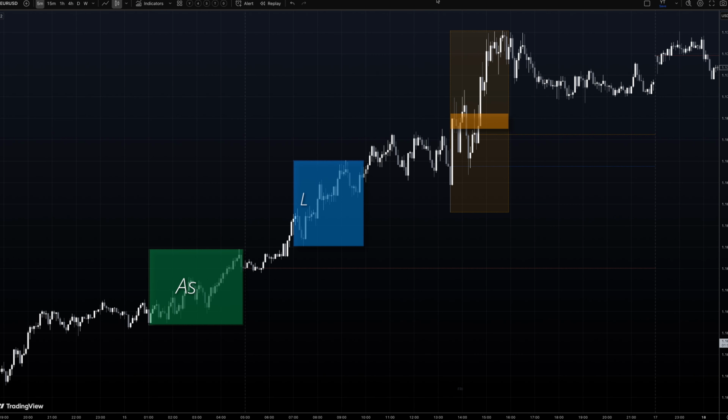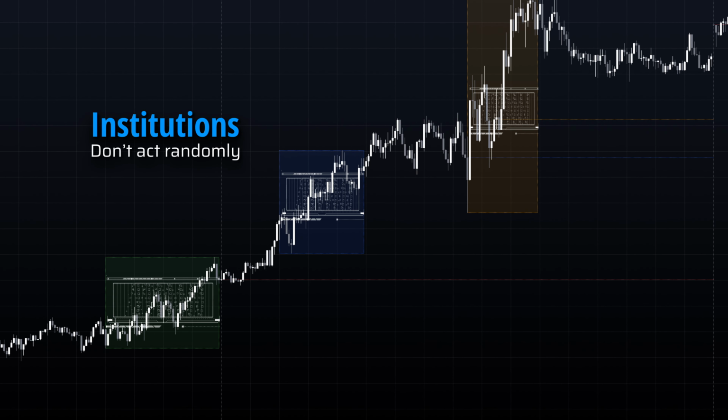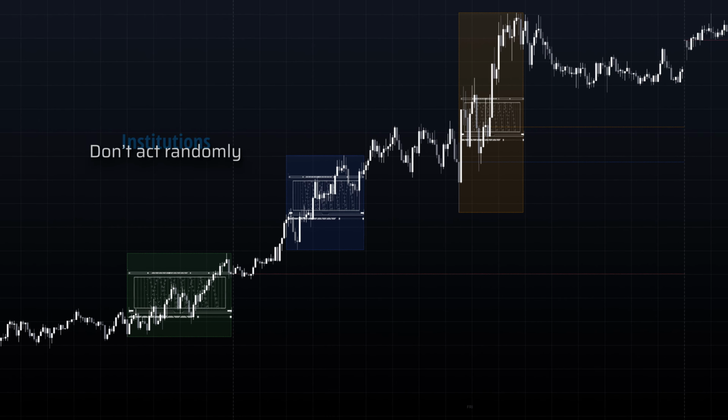ICT methodology is broad, but for this strategy, we're focusing on smart money timing concepts. The core idea: institutions don't trade randomly. They operate during specific windows, when major banks execute their largest transactions.